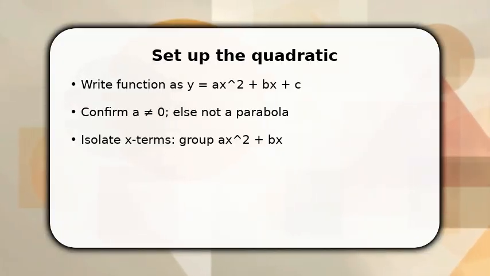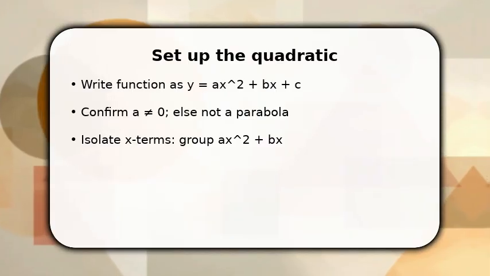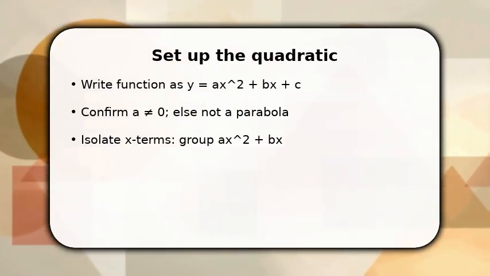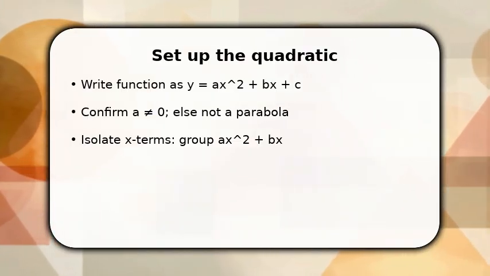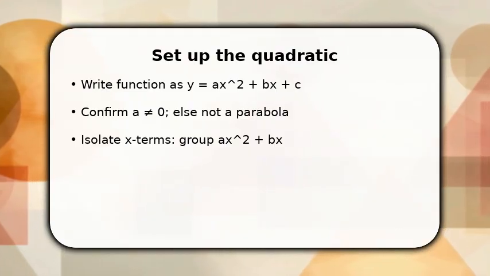You start by writing the quadratic in standard form, y equals ax² plus bx plus c, so the process is precise. Once done, check that a is not 0 because you need a parabola. Next, isolate the x terms by grouping ax² plus bx on one side and keep c separate.